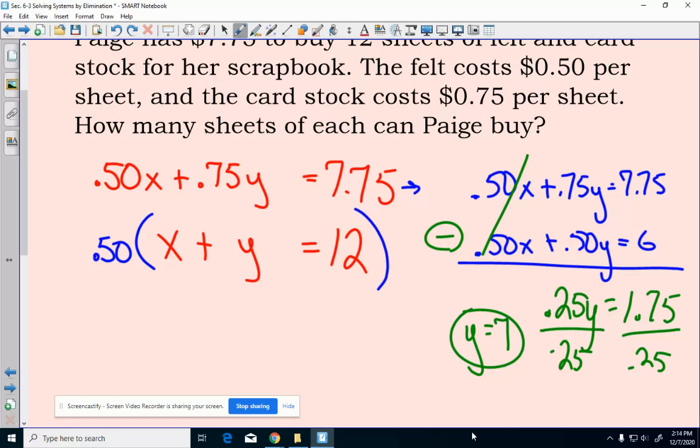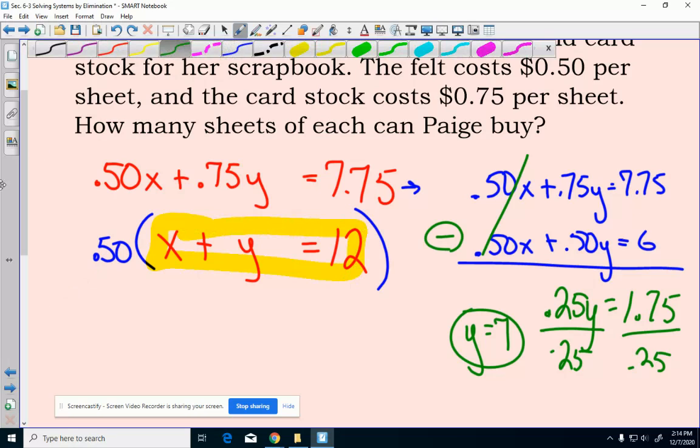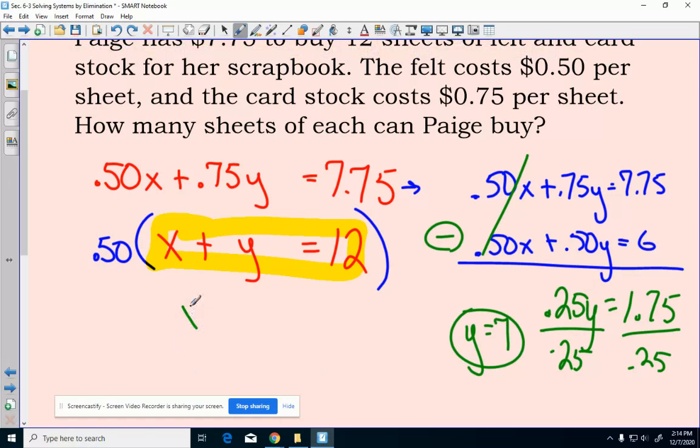Okay, so if you know one answer but you need to know the other, you have to take it back and plug it in. Hopefully you're picking that one as your choice, because if y is 7, that must mean x is 5. So 5 sheets of the felt and 7 sheets of the cardstock would be your total of 12 sheets. If you also took those numbers and multiplied them by 50 cents and 75 cents, you would get a grand total of $7.75.